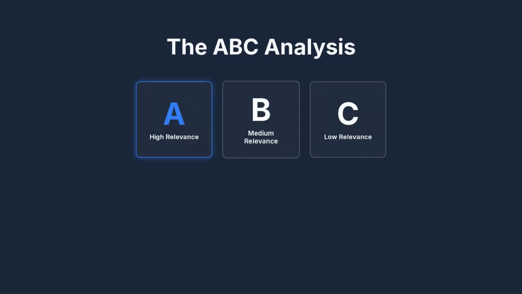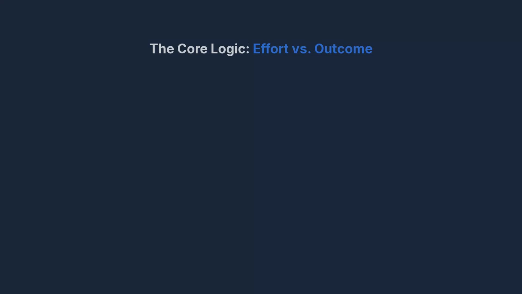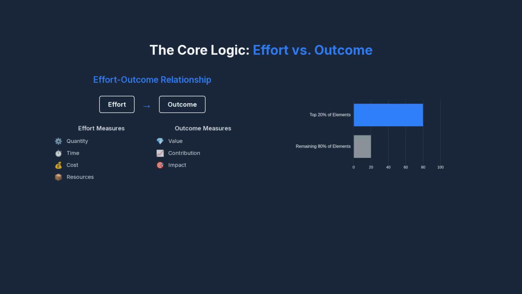The ABC analysis is a tool for preparing and simplifying decisions. Its objective is to direct management attention to the areas with the highest economic and strategic relevance. Instead of treating all activities, products, customers, or resources equally, ABC analysis helps identify where disproportionate value is created or consumed. The core logic of the ABC analysis is the relationship between effort and outcome.